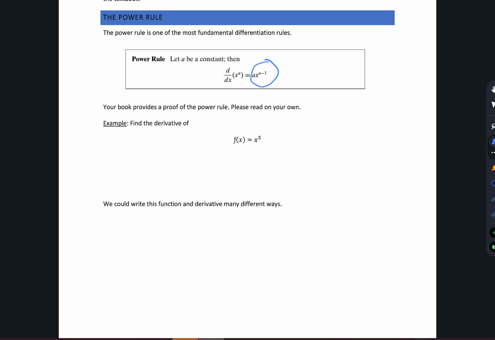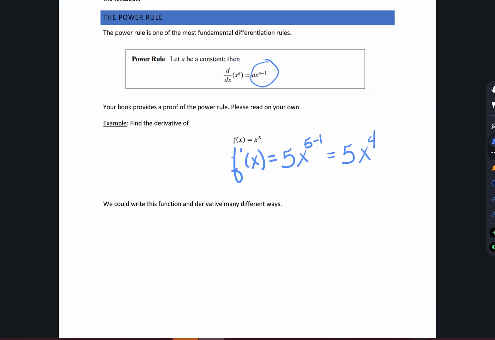So we're going to start out by finding the derivative of x to the fifth. So applying the power rule, if we want to find the derivative, notice in this case we have x to the fifth, so a is equal to 5. So using our rule, this is going to be equal to 5 times x to the 5 minus 1 power, which is equal to 5 times x to the fourth.